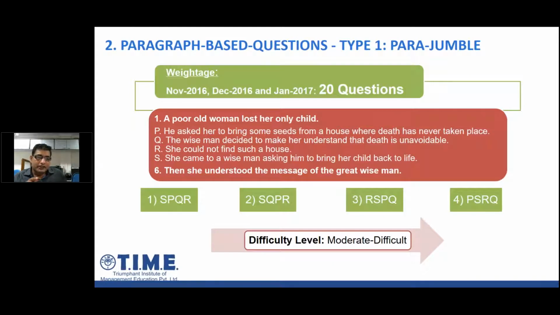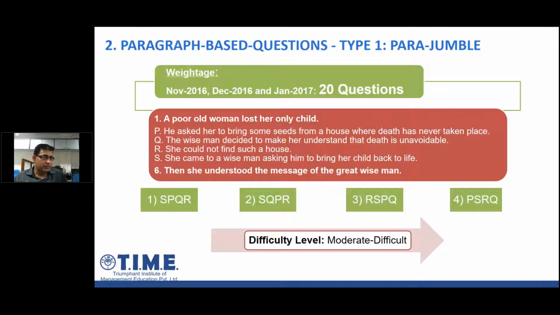Which means there are two reasons. One, the sentence S has she. Another, the sentence has a wise man. Which means S should come first. Now how many choices do we have with S? 1 and 2. And already we understood that P cannot come before Q, which means 1 is rejected, which means the answer has to be 2.